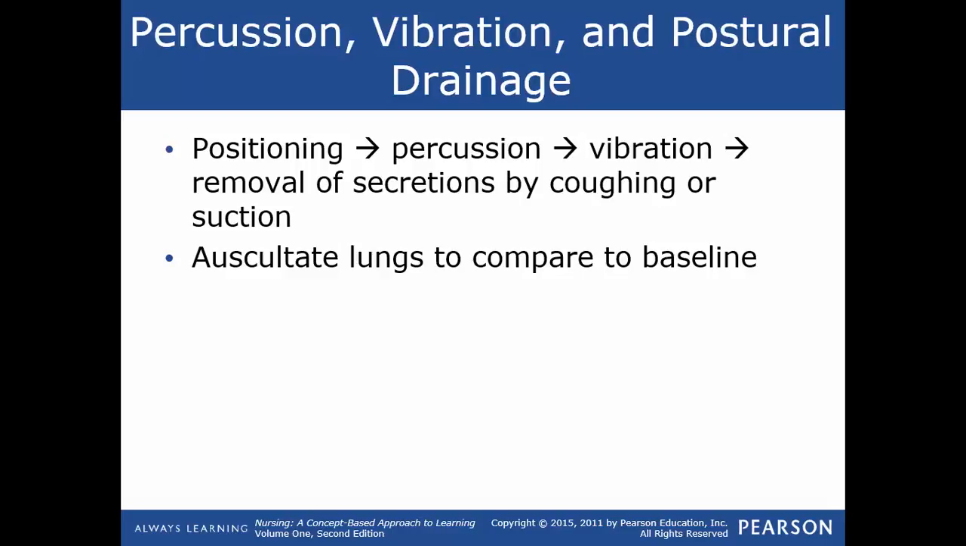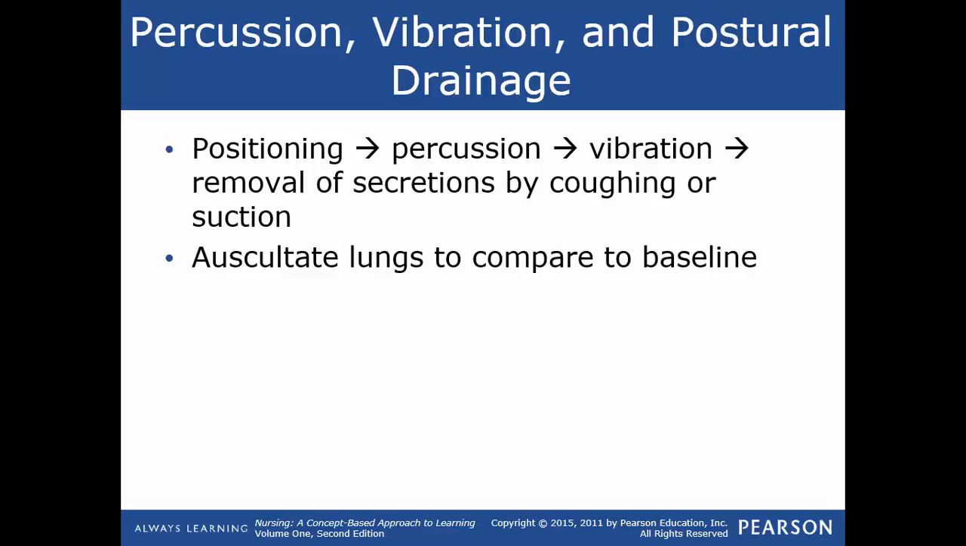Usually they do 10 to 15 minutes per position. This will help in removal of those secretions by coughing and suctioning. You want to auscultate the lungs to compare to baseline. You want to document the amount, color, and character of the expectorated secretions. You want to assess their vital signs, especially heart rate and respiratory rate, and note the signs of intolerance, which would be pallor, diaphoresis, dyspnea, nausea, and fatigue.